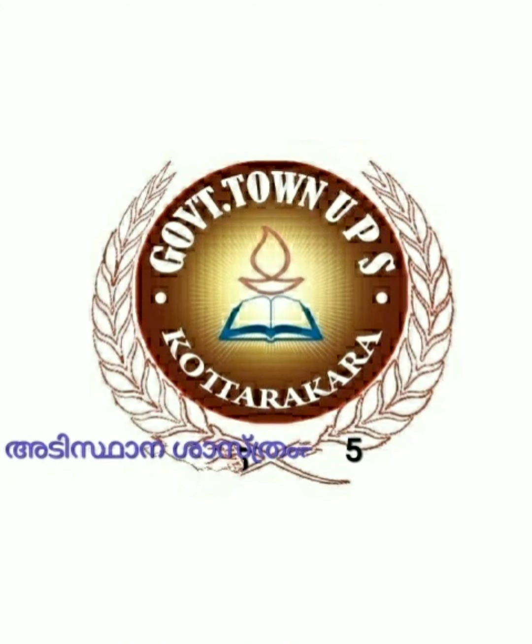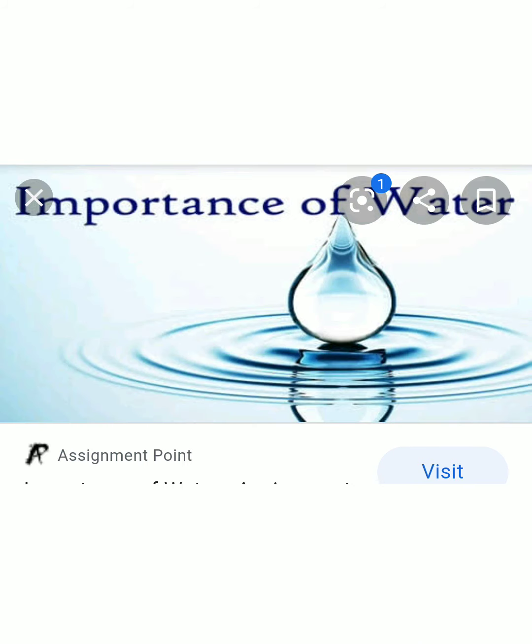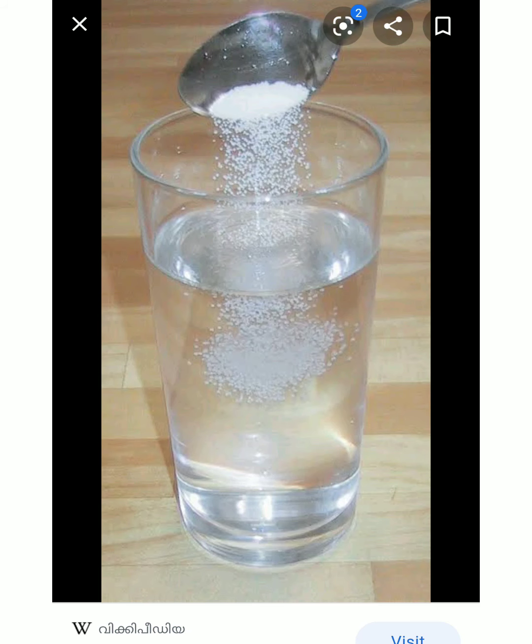Dear students, we are studying the second chapter, Life Giving Water. We learned about the importance of water, which gives us life. We understand certain properties of water. Let's discuss it together. The first property of water is that water dissolves many substances.